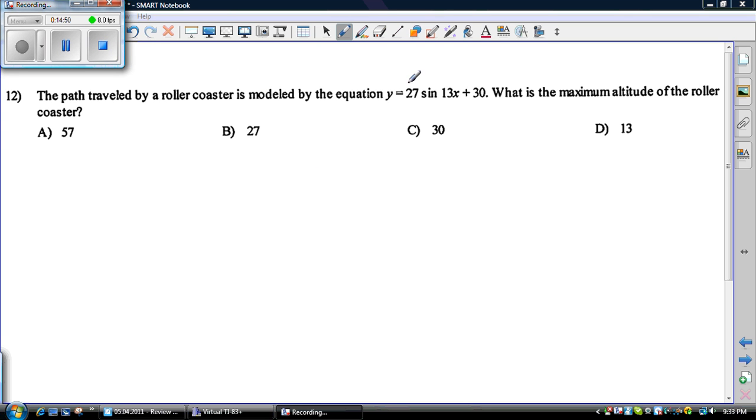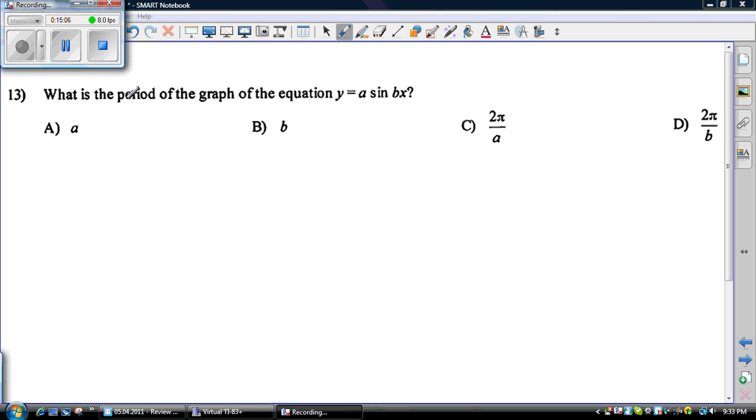The path traveled by a roller coaster is modeled by this equation. What's the maximum altitude? Well, if it were centered at the origin, it would go up to 27, but it's been shifted up by 30 units. So 30 and 27 is 57. What's the period of this graph? Well, this is just a formula that you need to know. Period is 2 pi over b.